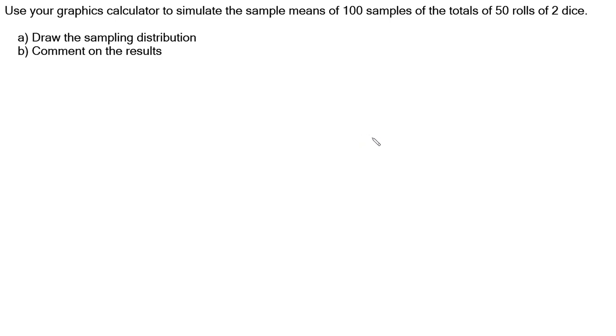Hi, in this video I'm looking at using our graphics calculator to simulate the sample means of 100 samples from 50 rolls of 2 dice. So what that means is we're going to take 2 dice which are numbered 1 through to 6, so we've got 1, 2, 3, 4, 5 and 6, and we've got our second dice 1, 2, 3, 4, 5 and 6, and we want to look at the results of adding those two together.